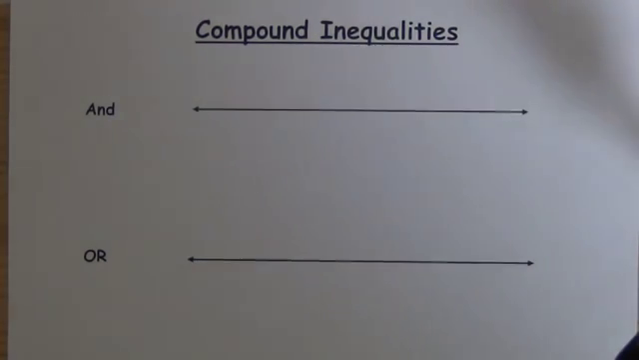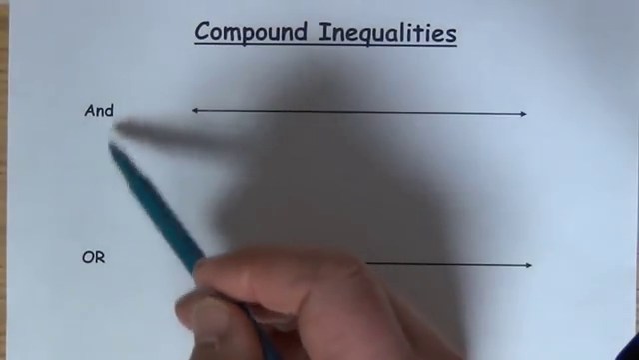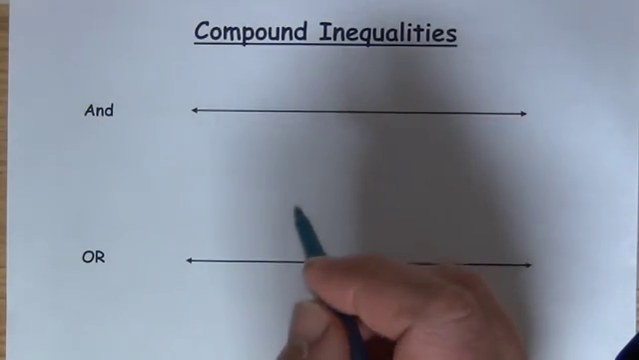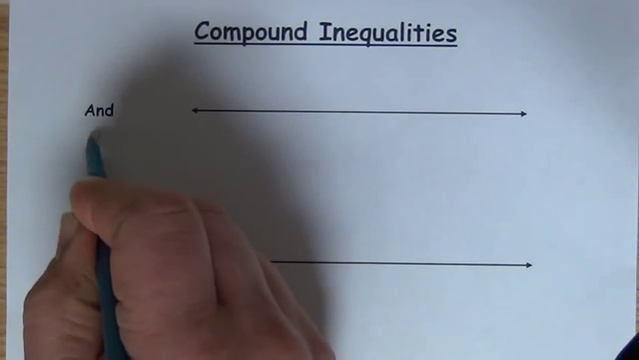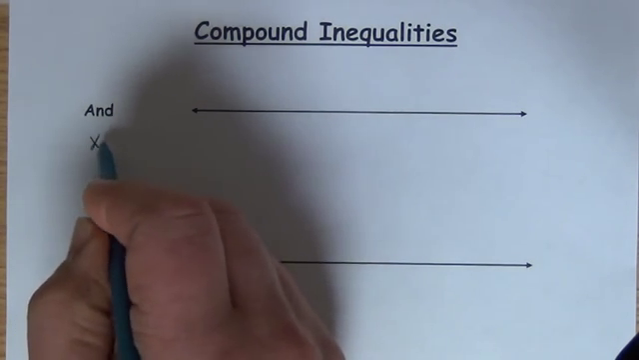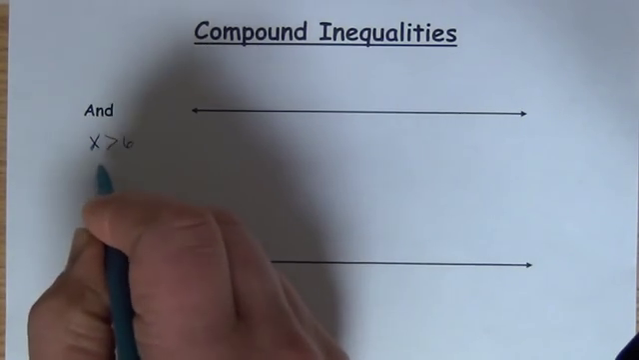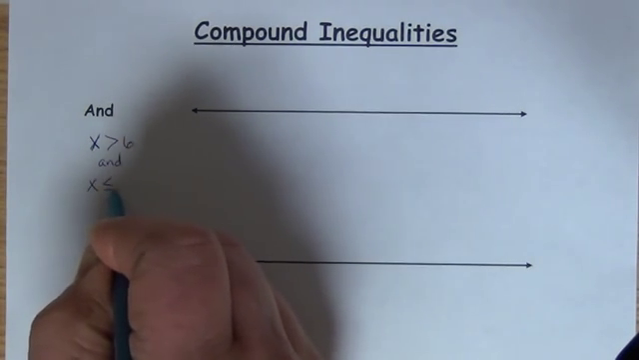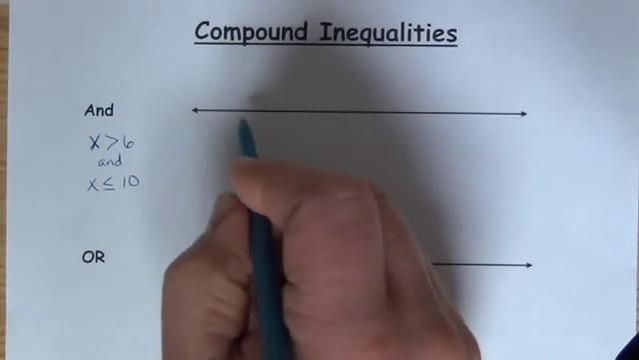We're going to talk about compound inequalities. Compound inequalities, when written in English, usually include the word and, or they include the word or, and they refer to two different kinds of compound inequalities. One way that we can represent and is with an interval. So usually we say something like x is bigger than 6 and x is smaller than or equal to 10. That describes an interval on the number line.